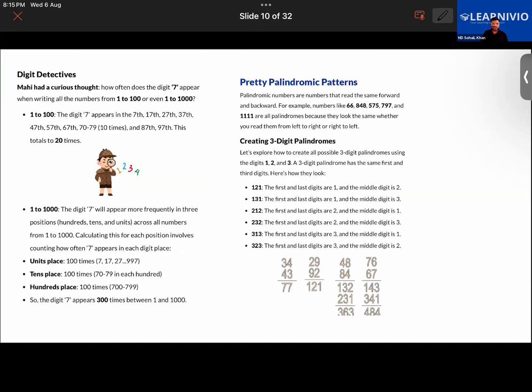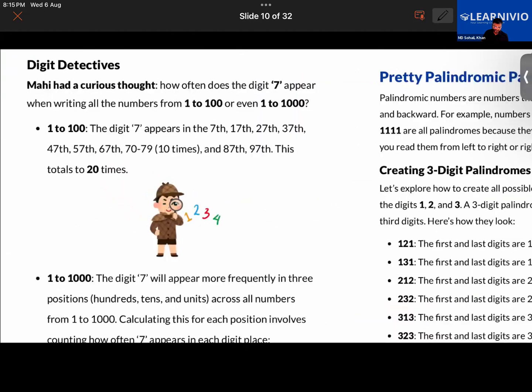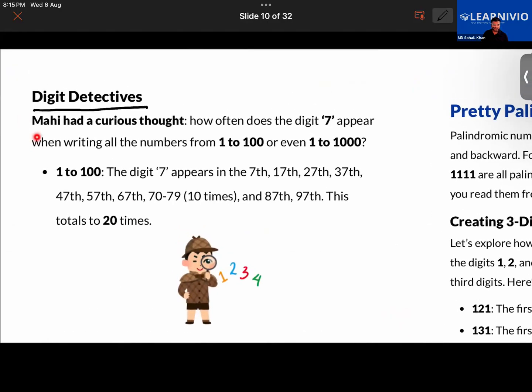Then we have another topic, that is digit detectives. Read this short paragraph. Mahi had a curious thought: how often does the digit 7 appear when writing all the numbers from 1 to 100, or even 1 to 1000? So how many times does the digit 7 appear?